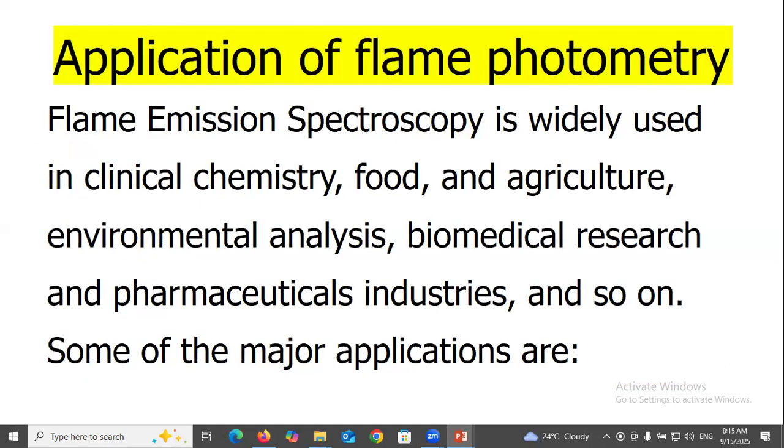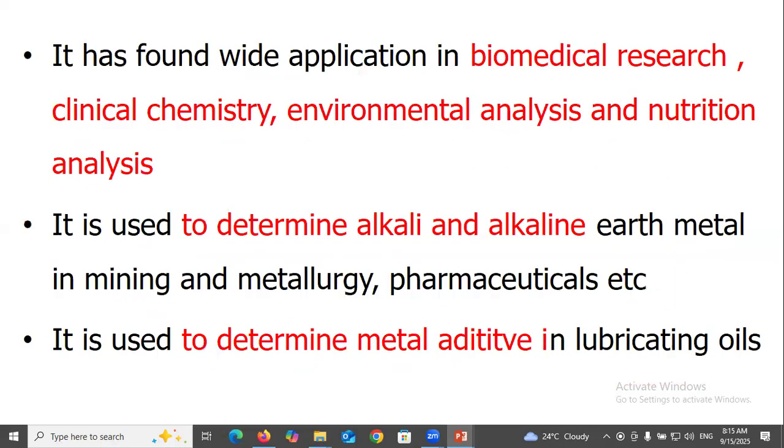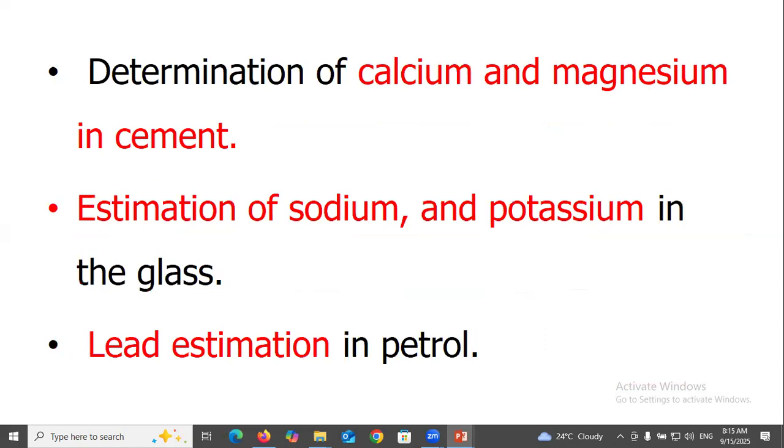Application of flame photometry. Flame emission spectroscopy is widely used in clinical chemistry, food, agriculture, environmental analysis, biomedical research, and pharmaceutical industries, and so on. Some of the major applications: it has found wide application in biomedical research, clinical chemistry, environmental analysis, and nutrition analysis. It is also used to determine alkali and alkaline earth metals in mining and metallurgy, pharmaceutical. It is used to determine the metal additive in lubricating oils. Determination of calcium and magnesium in cement.